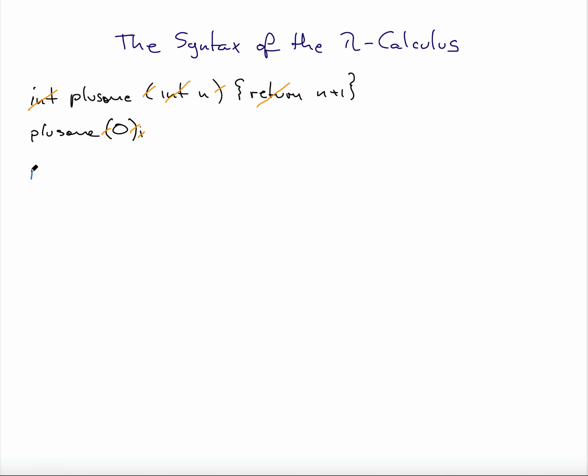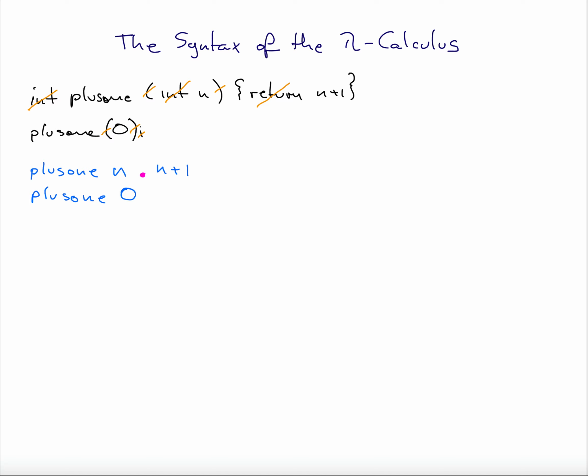So let me write this again in a different color. Now we have the same program, but a different syntax. So +1 n. And I'm going to do another modification. Instead of the curly braces, I introduce some new notation here. I use a dot to separate the parameters from the body of the program. Okay, and then I still have the +1 applied to 0. So that's already quite a bit simpler, quite a bit shorter.